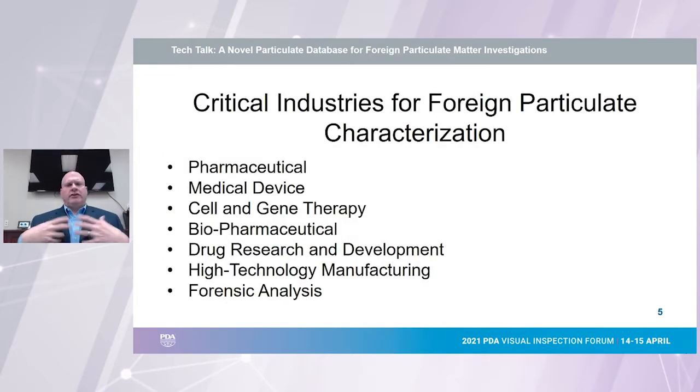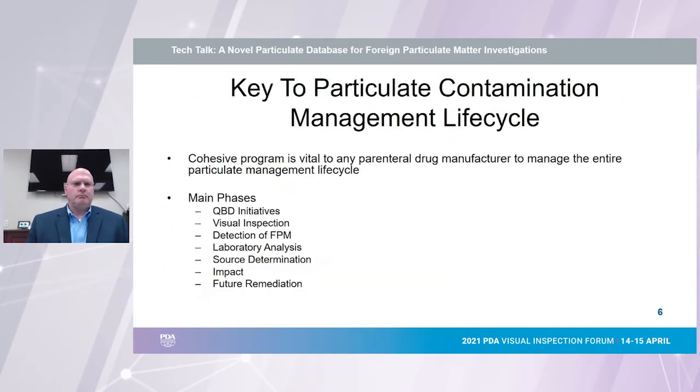So critical industries for foreign particulate characterization are certainly the pharmaceutical, medical device, cell and gene therapy, as I'd mentioned, biopharmaceutical, and drug R&D, but also high technology manufacturing, where we're dealing with supporting industries that support regulated industries. And then also forensic analysis. A lot of the analytical investigations we do in these nonconformance investigations rely on forensic techniques for characterization.